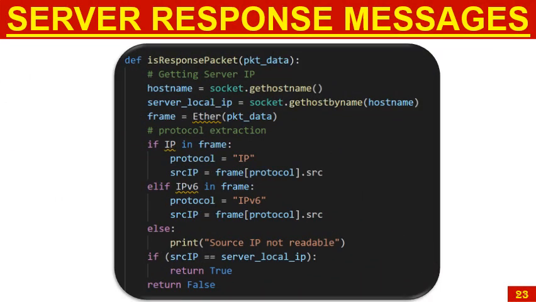Server response messages. This parameter is measured at the server. Here is the code snippet which helps find out the IP or IPv6 protocol from the given frame. Thereafter, the source IP is compared with the local IP of the server. If they both match, then we consider that it's a response message initiated by the server for a client.